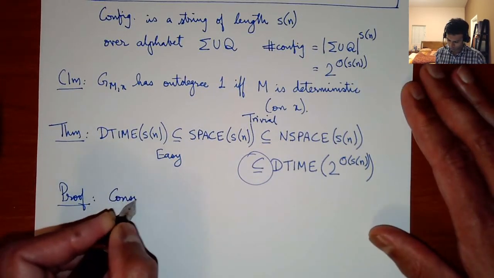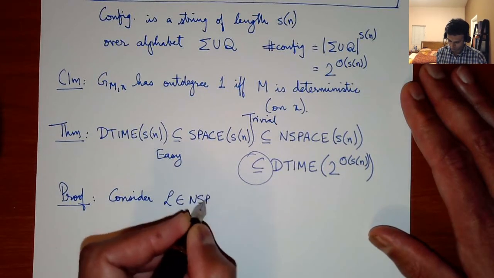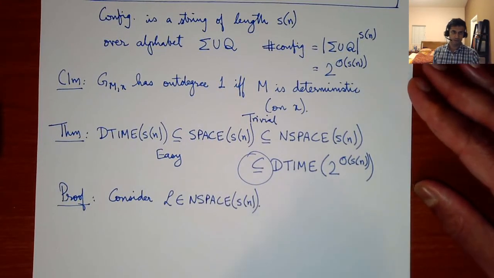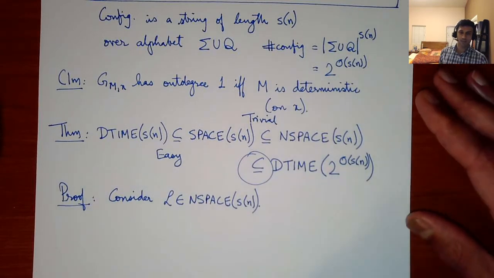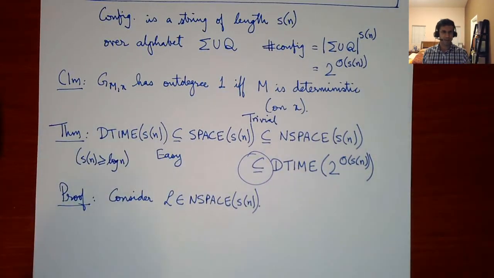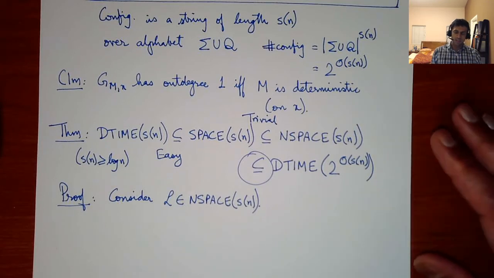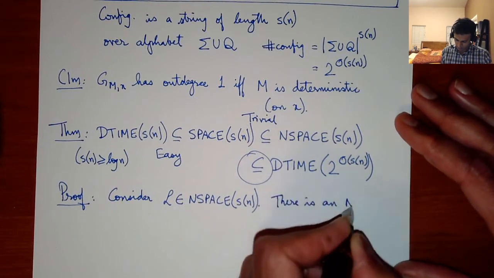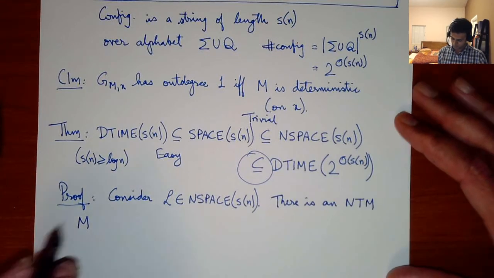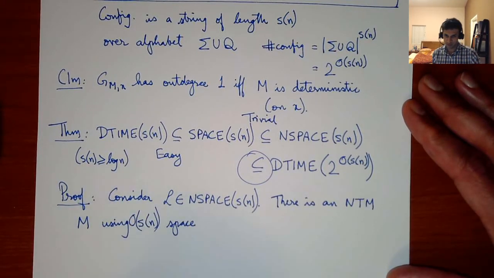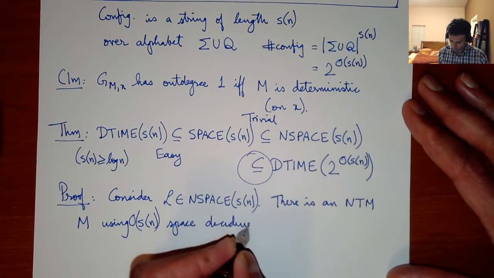So consider L in NSPACE S of n. And again, we always assume that S of n is at least log n, and think of S of n to be a well-behaved function, some polynomial function. Technically, it's something that is time and space constructible. So consider L that is in NSPACE of S of n. There is an NTM M using S of n space, or I should say technically O of S of n space, deciding L.